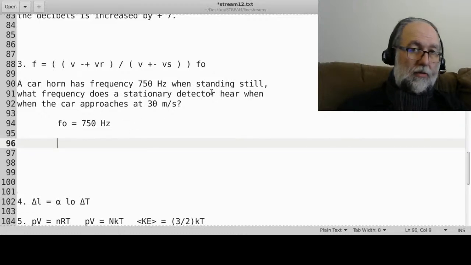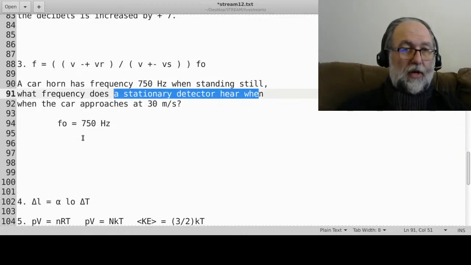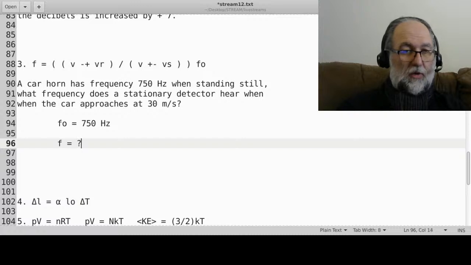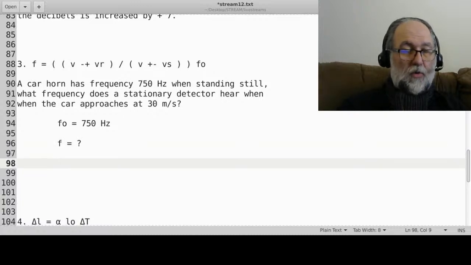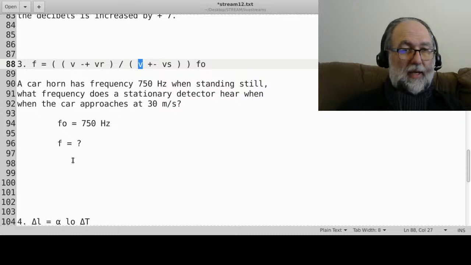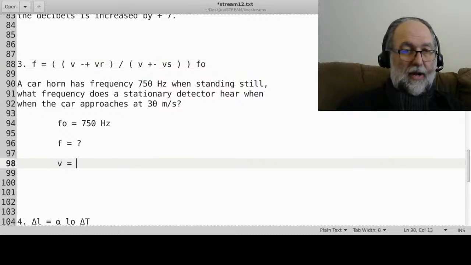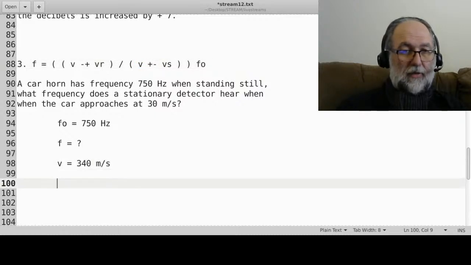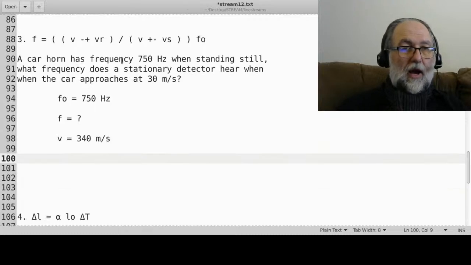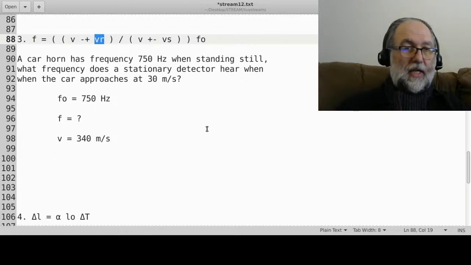Now, what frequency does a detector hear? That's your f. That's what's unknown. You don't know what frequency is going to be heard. Now the v in this formula, that's the speed of sound. The speed of sound is 340 meters per second. The v_R is the velocity of the detector.